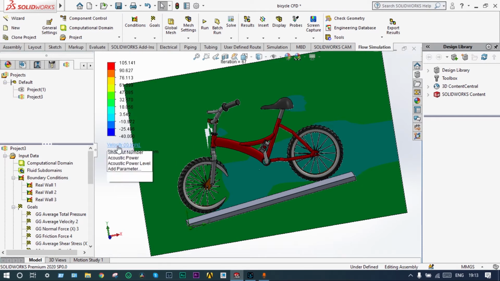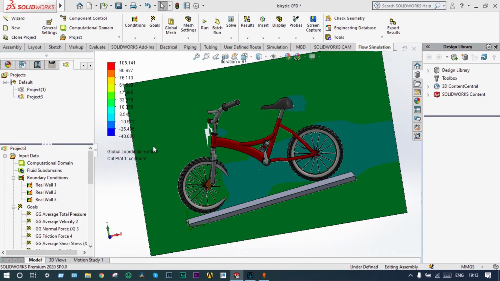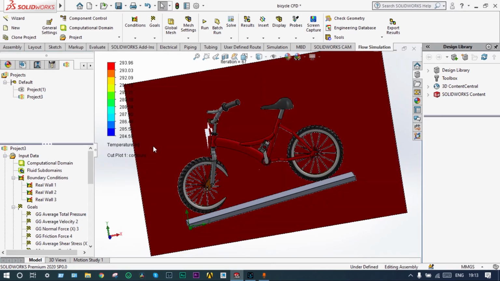You can see other parameters also, like temperature, pressure, etc. We can see temperature also. It will not change that much. Temperature will be almost the same throughout, about 20 degrees centigrade, normal temperature.